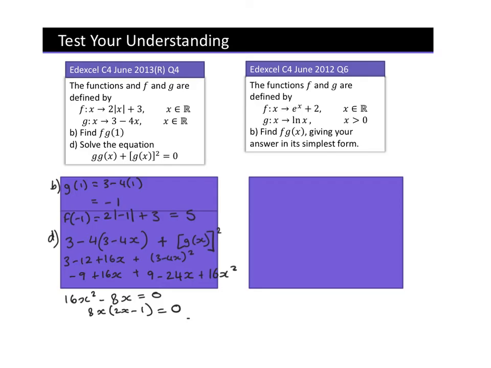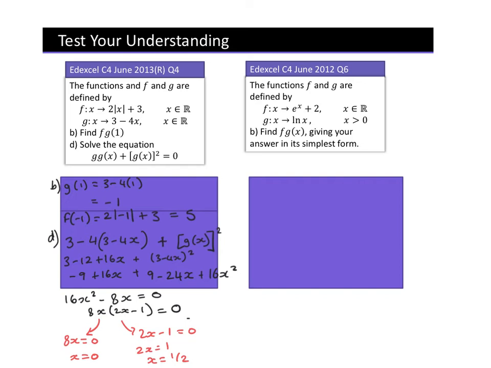So here we're going to have 8x has to equal 0, so x is 0 is one solution. And then I have 2x minus 1 has to equal 0, so 2x equals 1, x equals a half is another solution. So when we've solved the equation, x can either equal 0 or x can equal a half. Okay, next question.